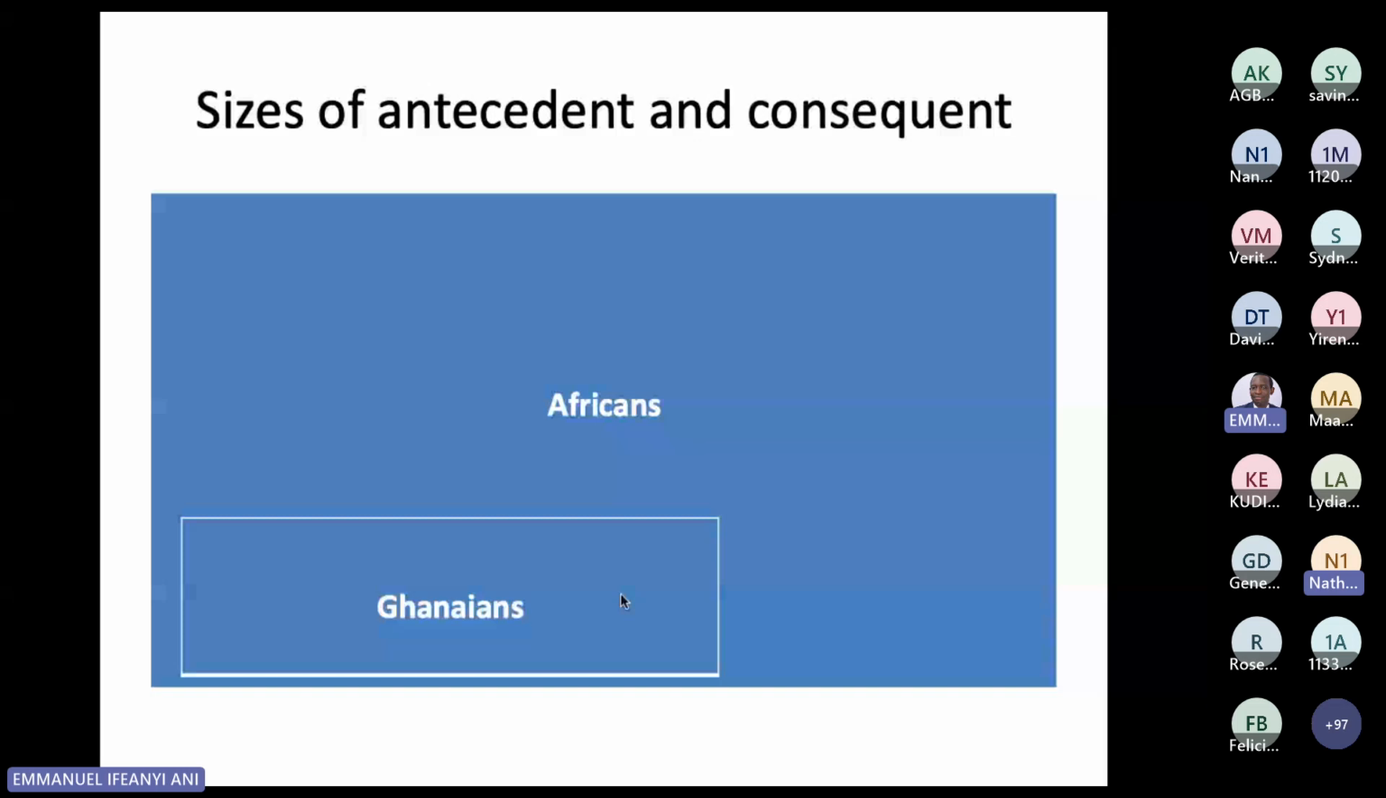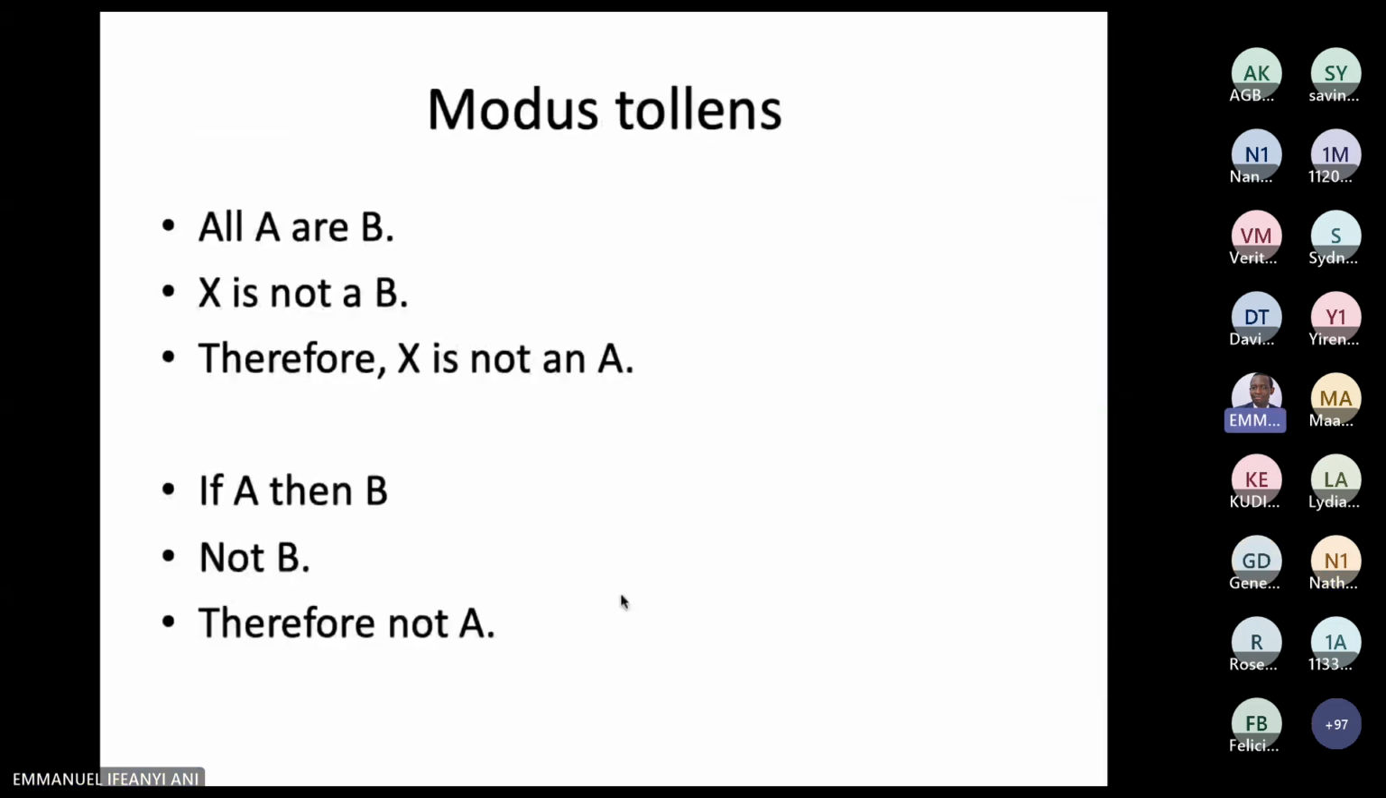Now, modus tollens. X is not a B, which denies the consequent. Therefore, X is not an A. Or: if A, then B; not B, therefore not A. So we said this is a valid argument because it denies the consequent. Remember, a rule for deductive reasoning is that you either affirm the antecedent or deny the consequent. So denying the consequent is valid, and we call it modus tollens.